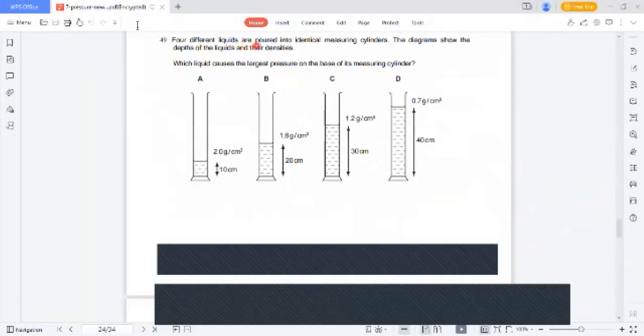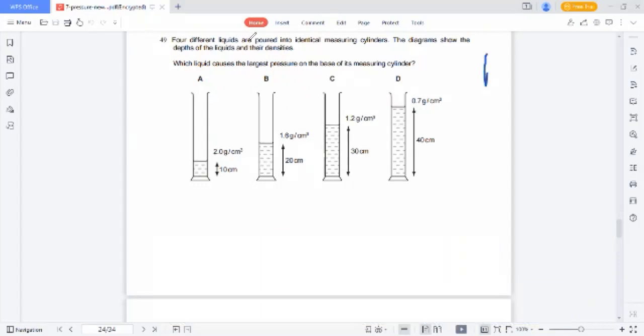Four different liquids are poured into identical measuring cylinders. One measuring cylinder, second, third, fourth. The diagram shows the depth of the liquid and their densities. Which liquid causes the largest pressure? So the pressure formula is rho g h.